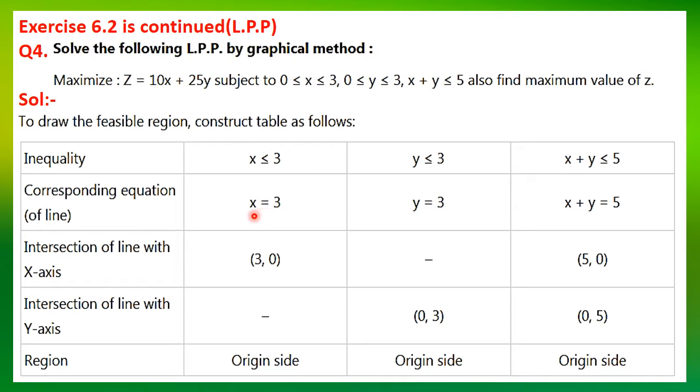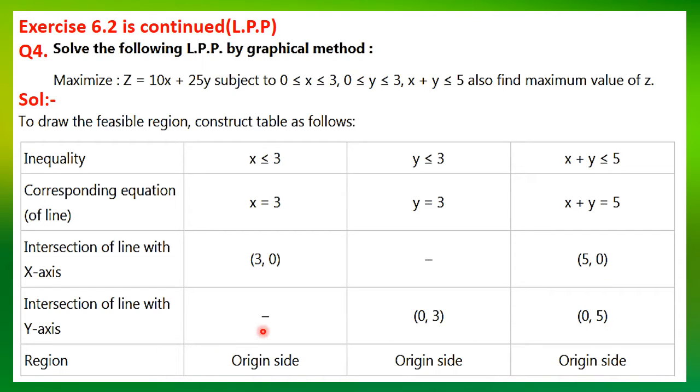Now we know x is equal to 3 is the line parallel to the y-axis and passing through the ordered pair 3, 0 on the x-axis. Similarly, y is equal to 3 is the line parallel to the x-axis and passing through the point 0, 3 on the y-axis. And to get the points for the line x plus y is equal to 5 on the x-axis and y-axis, we will substitute y is equal to 0 and x is equal to 0 respectively. Then we get the ordered pair 5, 0 on the x-axis and the ordered pair 0, 5 on the y-axis.